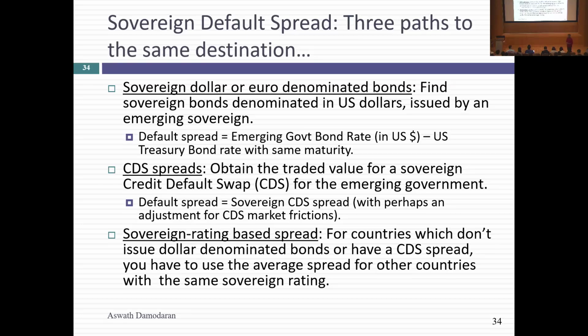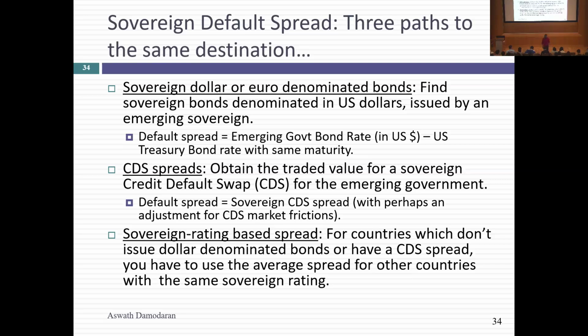And here's why. The Brazilian government issues 10-year bonds denominated in dollars. How is having a 10-year dollar borrowing rate for the Brazilian government going to allow me to get a default spread for Brazil? What am I going to compare the 10-year rate to? The US 10-year T-bond rate. They're both in dollars. I can compare dollars to dollars. This is Fahrenheit to Fahrenheit, Celsius to Celsius. That difference is a default spread.